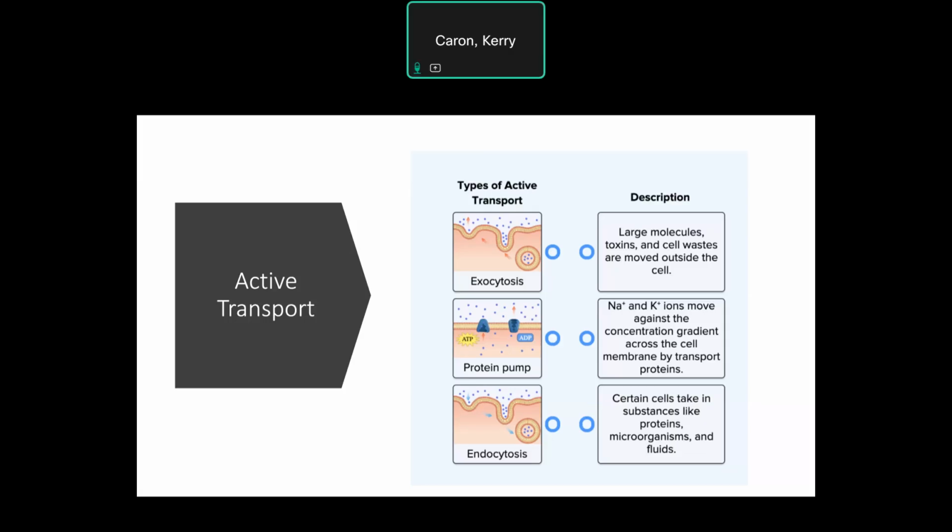Endocytosis, endo meaning inside, is when certain cells can engulf and suck in a substance, kind of make it into a vacuole or suck it in and bring it inside. That would be endocytosis, and that also requires energy.